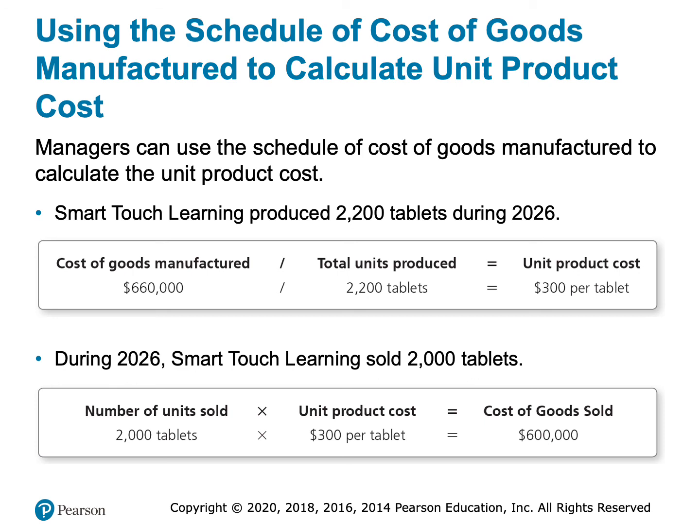So then I can calculate the unit product cost. So remember, cost of goods manufactured was $660,000, and we're told that we made 2,200 tablets. So that means we must have spent $300 a tablet. If I sold 2,000 tablets, then cost of goods sold is the $600,000, the 2,000 tablets times the $300 that they cost me to make. Remember, cost of goods sold is recorded at what it cost me, and the sales price is recorded at what I'm selling it for, which is going to be for much more than $300.